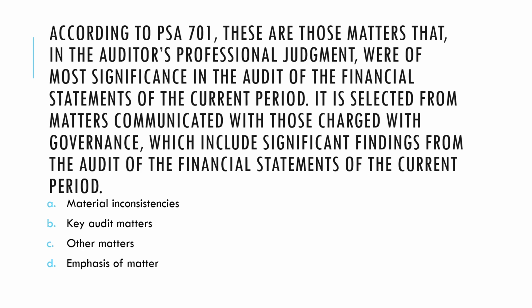Next, we go to PSA 701. According to PSA 701, these are those matters that in the auditor's professional judgment were of most significance in the audit of the financial statements of the current period. It is selected from matters communicated with those charged with governance, which include significant findings from the audit of the financial statements of the current period. And actually, this is the very definition of our key audit matters, which is a section in our audit report that is required to be presented in the case of listed entities. So letter B is the answer to this question.